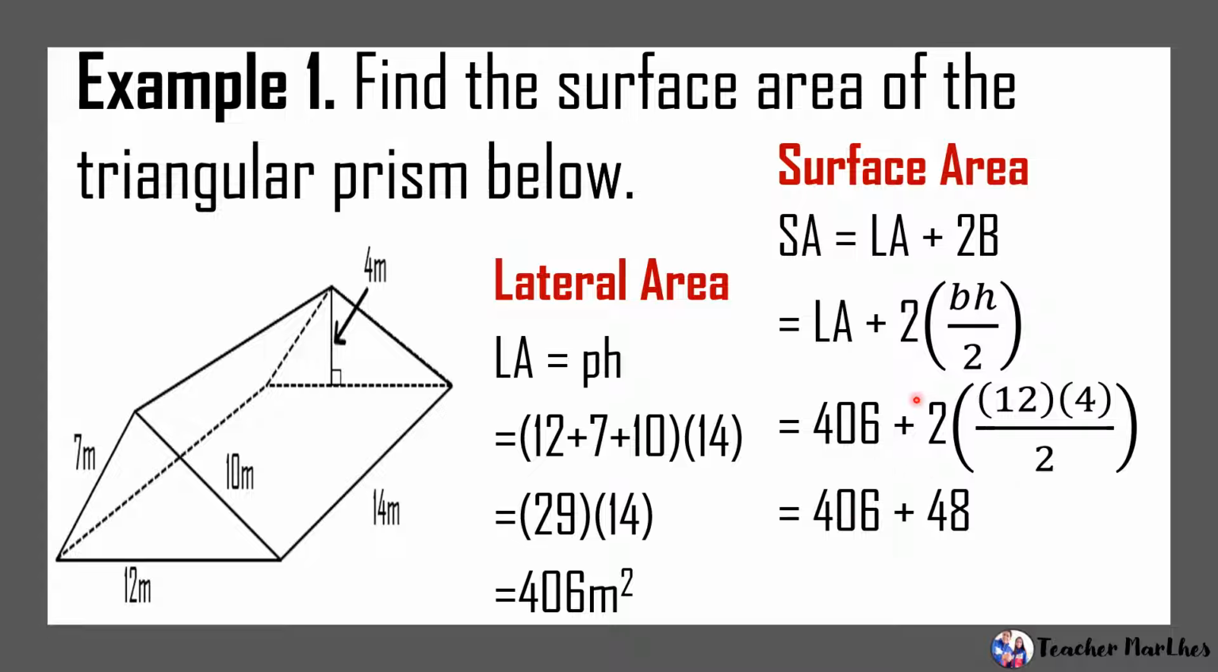So, next is 406 copy. We can cancel 2 and 2 kasi 2 divided by 2 is equal to 1. So, cancel natin itong 2. Then, 12 times 4 is equal to 48. So, 406 plus 48 is equal to 454 square meter. So, ang surface area ng triangular prism na ito ay 454 square meter.